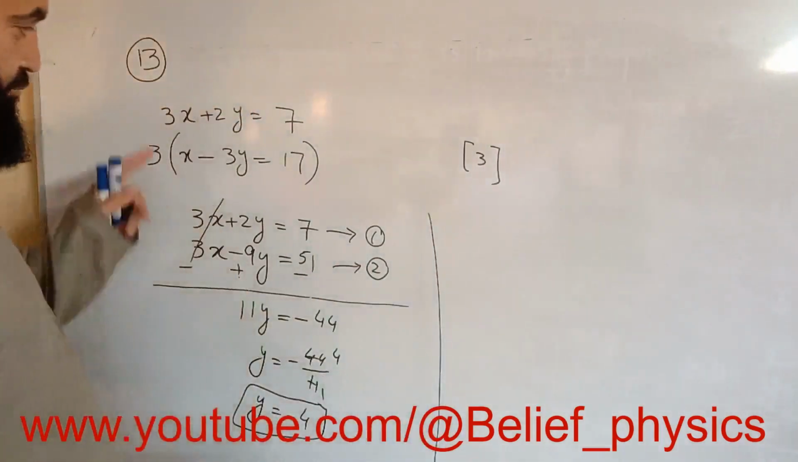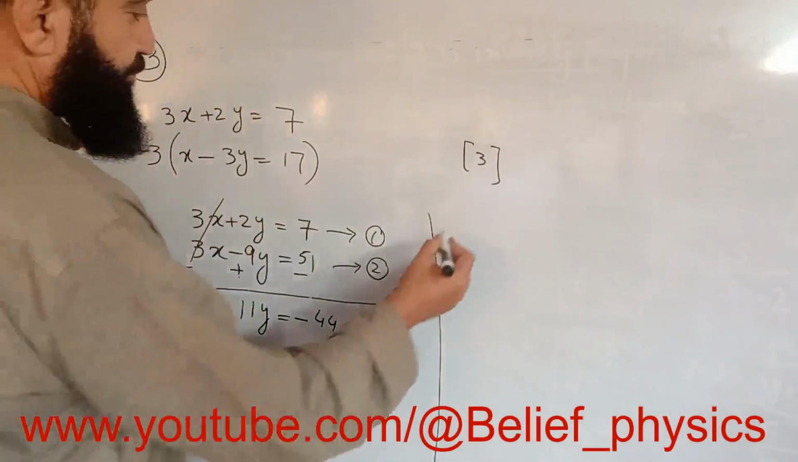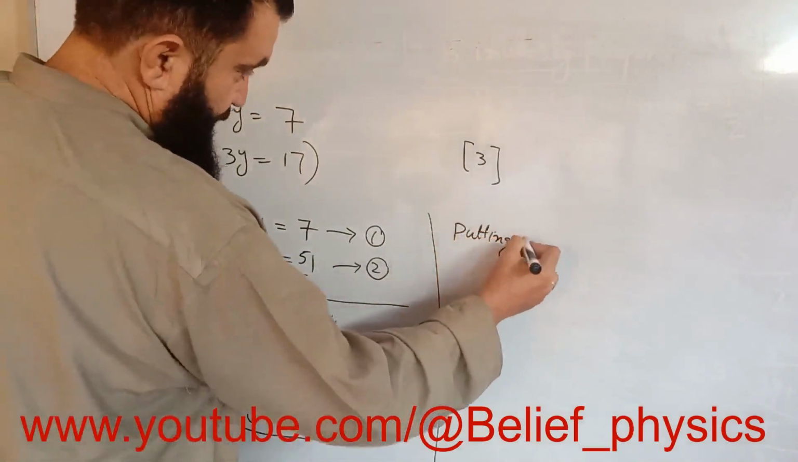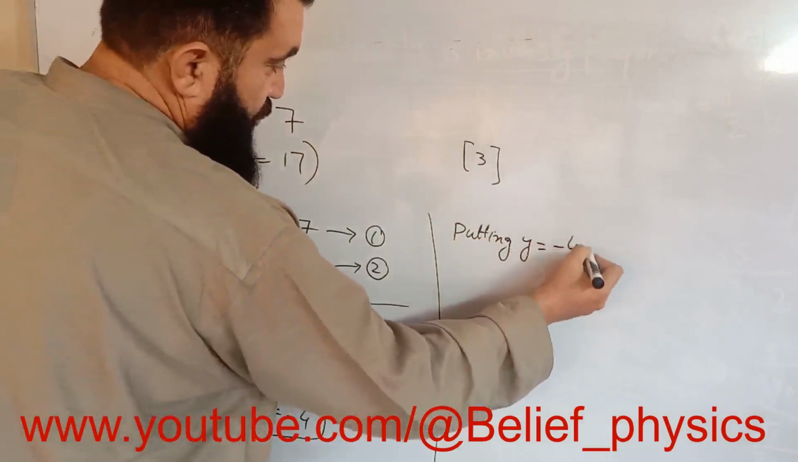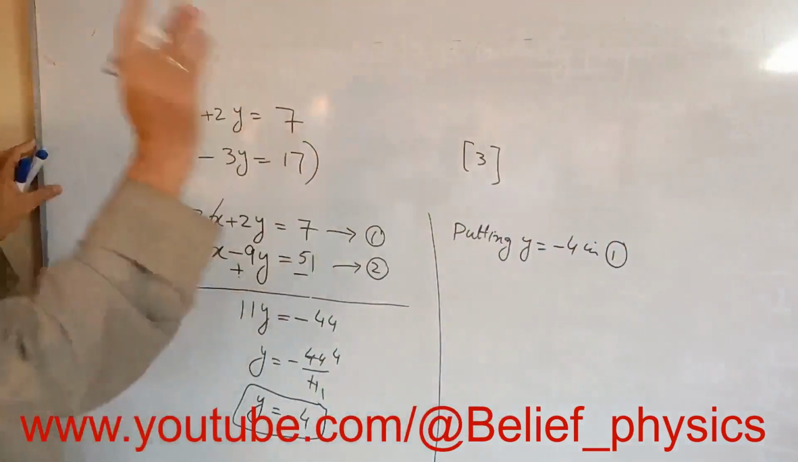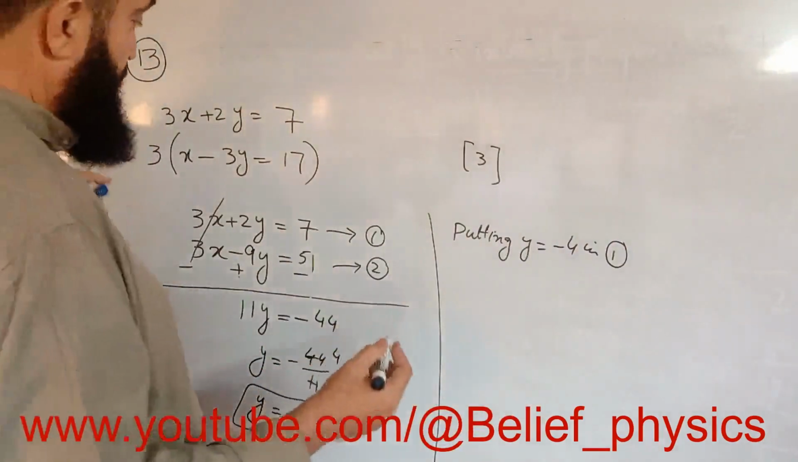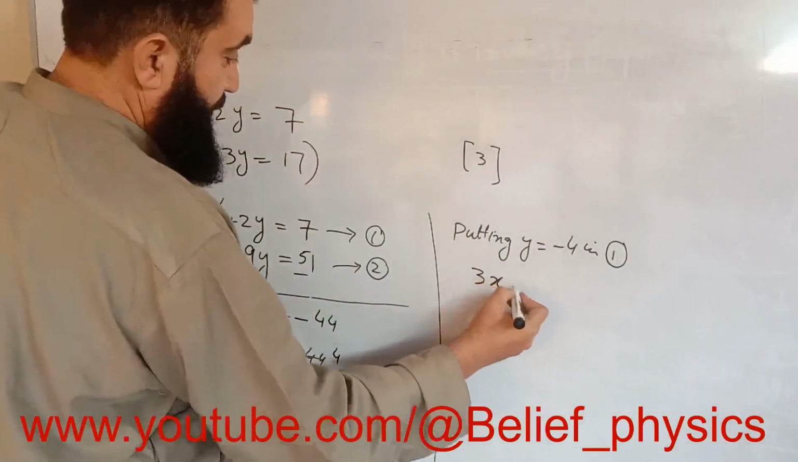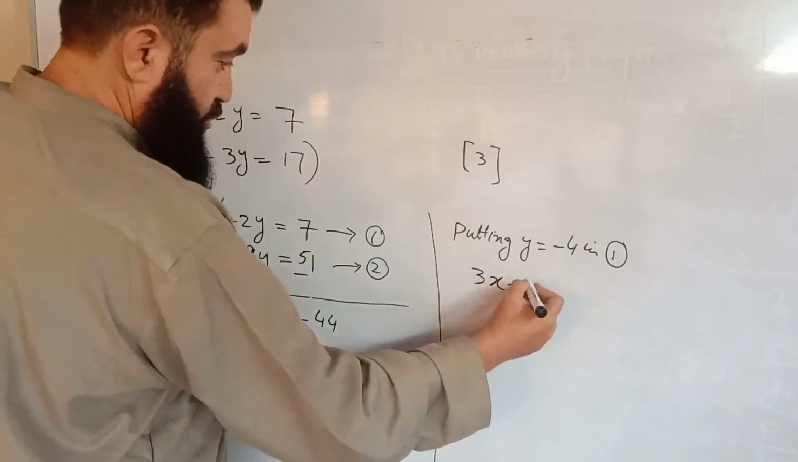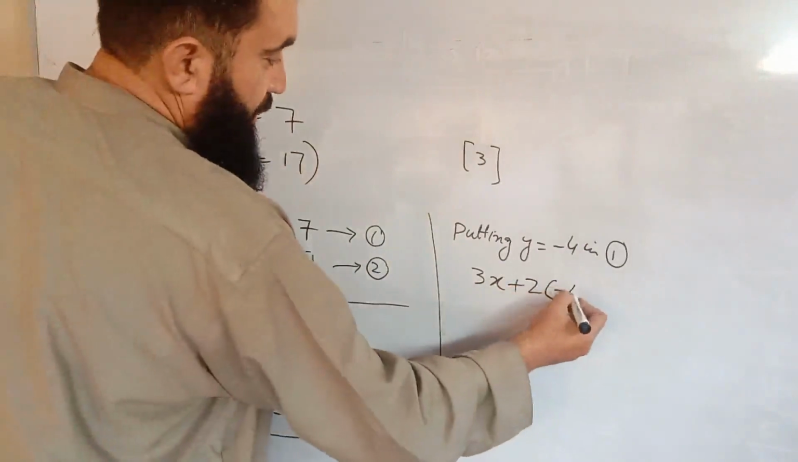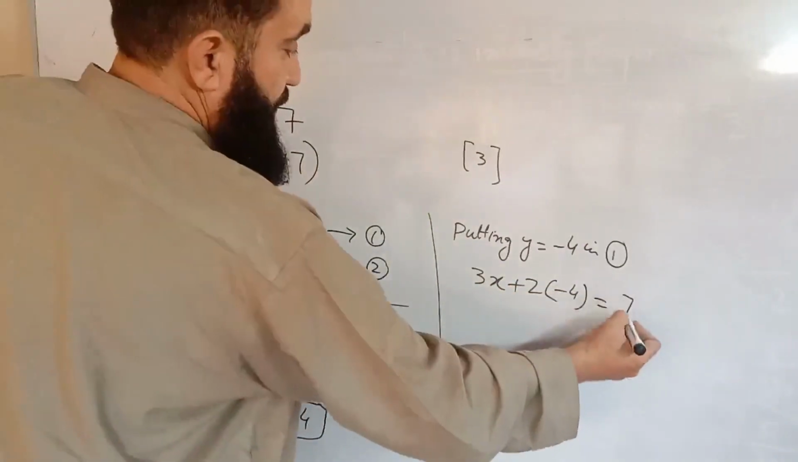Here we put it in equation number 1, putting y is equal to minus 4 in 1. You can put it in any equation, this equation, this equation, any equation. Y is equal to minus 4, you will get the same answer. Equation 1 is 3x plus 2y, so 3x plus 2 and y will be minus 4 is equal to 7.